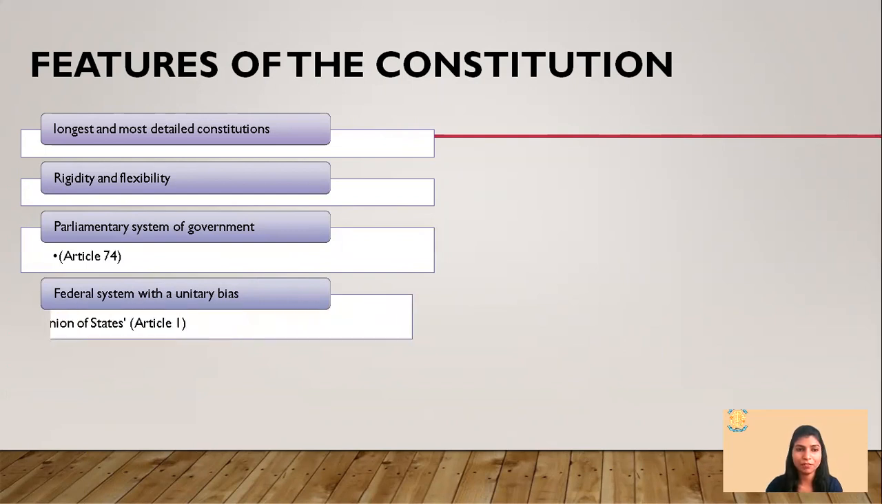The next feature is a federal system with a unitary bias. Now I told you what I mean by federal system, where power is separated between state and central. Then what is meant by unitary bias? Unitary means all the power rests only with the central government. In India, both state and central government derive their authority from the constitution. But India is a federation with unitary features also. So unitary means a single central government has total power.